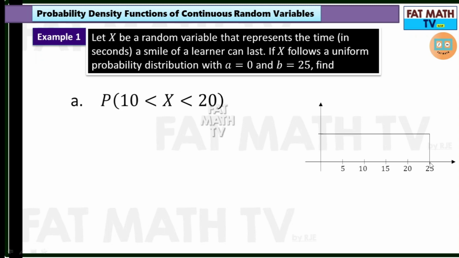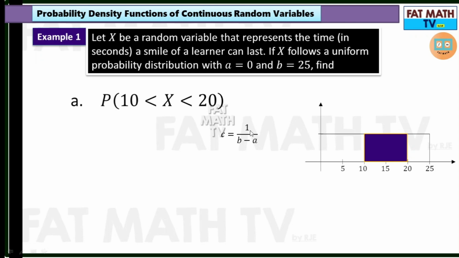So that is 25. We are asked for the area of this rectangle, because this is from 10 to 20. We can see here that the base is from 10 to 20. So that's 20 minus 10, that's 10. But how about the height? The height is just 1 over b minus a, because b minus a is 25 minus 0. That is the width of the rectangle, or the base here in this case. And if we multiply the base and the height, the total should be 1, or the product should be 1.